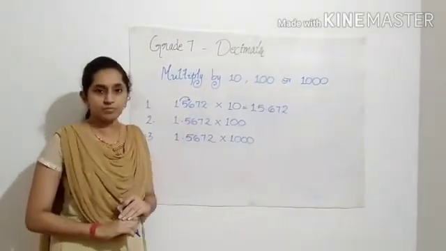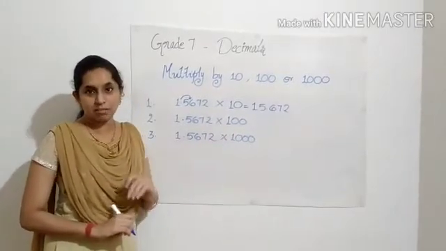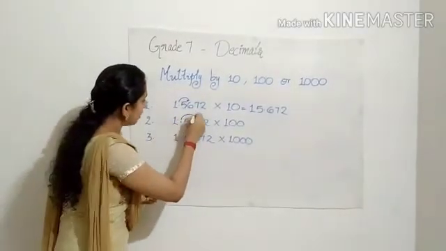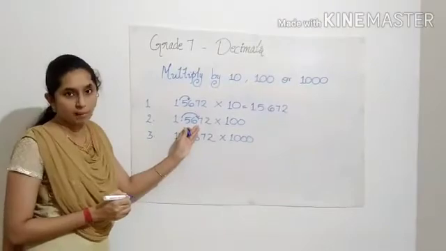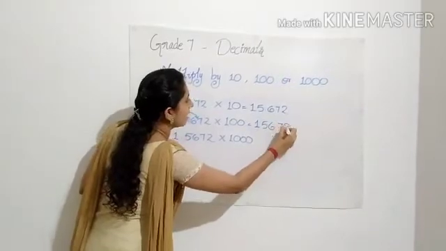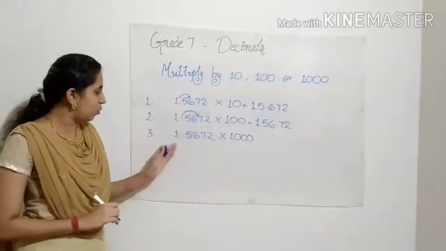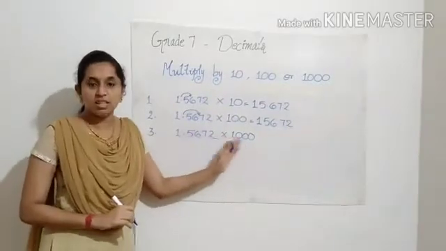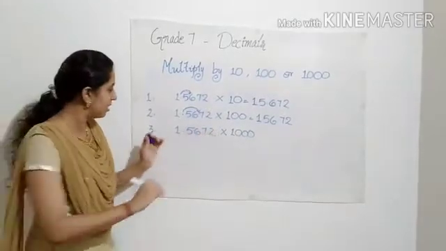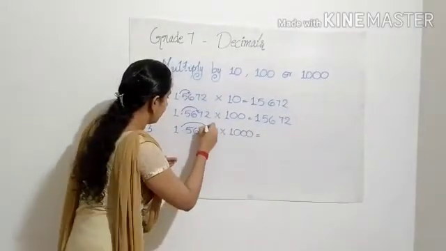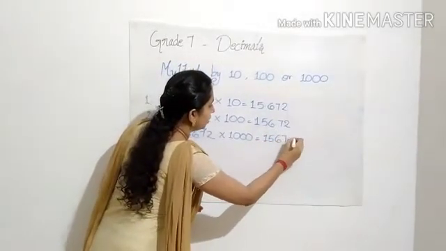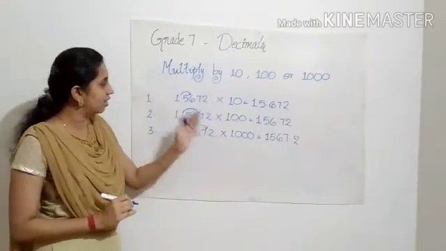Next question is 1.5672 into 100. 100 has 2 zeros. That means we have to shift the decimal point 2 places towards the right. That means the decimal will reach here after 2 numbers. So the answer will be 156.72. Next question is 1.5672 into 1000. 1000 has 3 zeros. That means we have to shift 3 places to the right. So the answer will become 1567.2. This is how to multiply by 10, 100 and 1000.